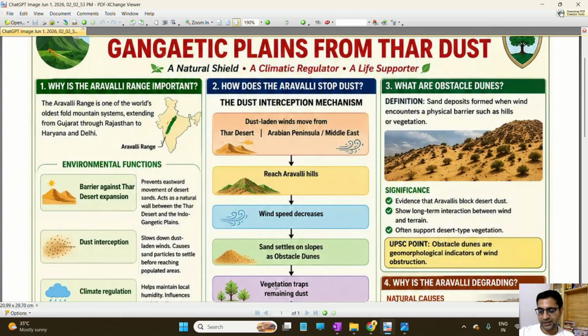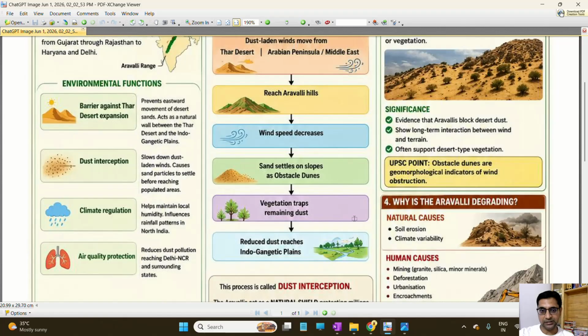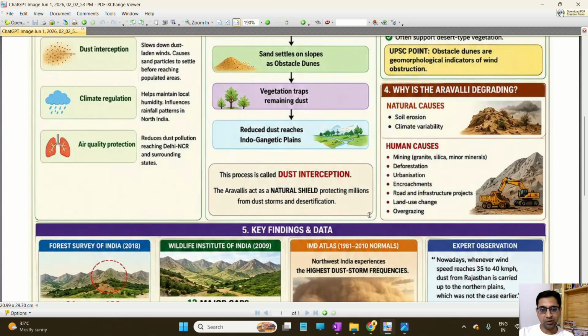After that, how does the Aravalli stop the dust? There is a flow chart regarding that. The dust-laden wind moves from the Thar Desert towards the Arabian Peninsula and the Middle East. Then it reaches the Aravalli Hills, where, because of the hills, the wind speed decreases. Since the wind speed decreases, the sand being carried by the wind settles down on the slope as obstacle dunes. Then vegetation traps the remaining dust, which is yet another way of stopping the sand. It reduces the dust reaching the Indo-Gangetic Plains. This process is called dust interception. So the Aravalli acts as a natural shield, protecting millions from dust storms and desertification.